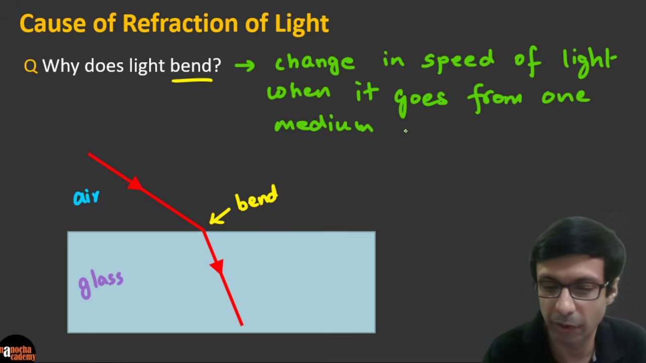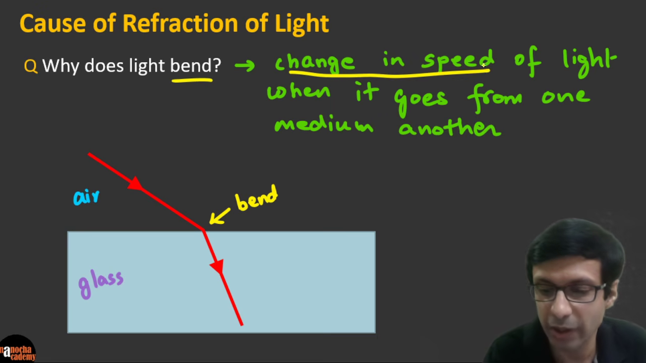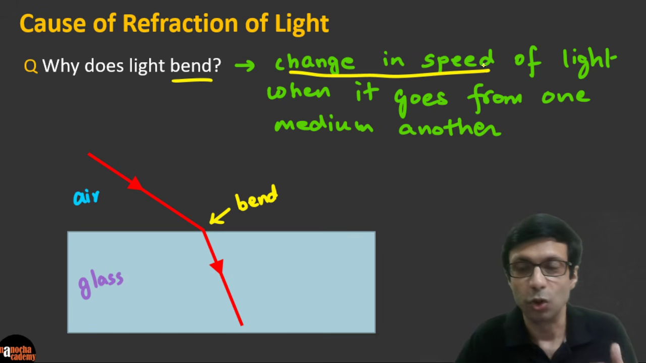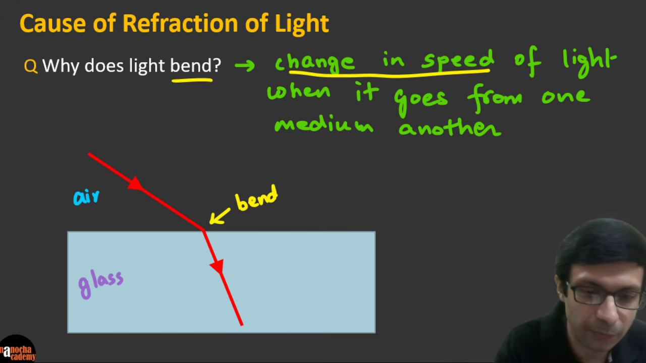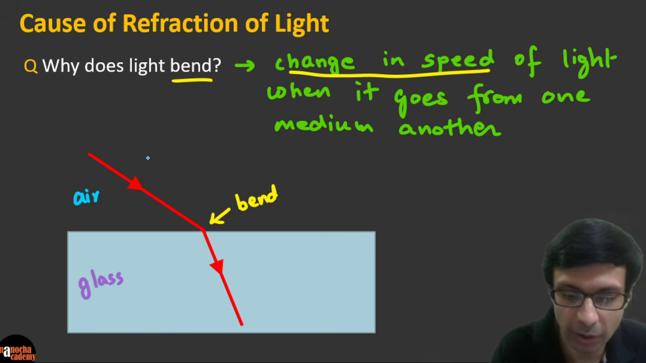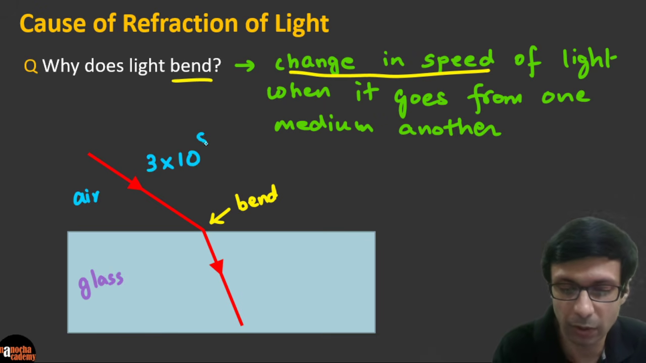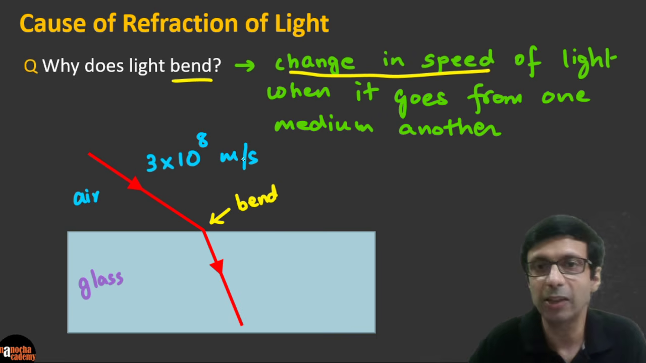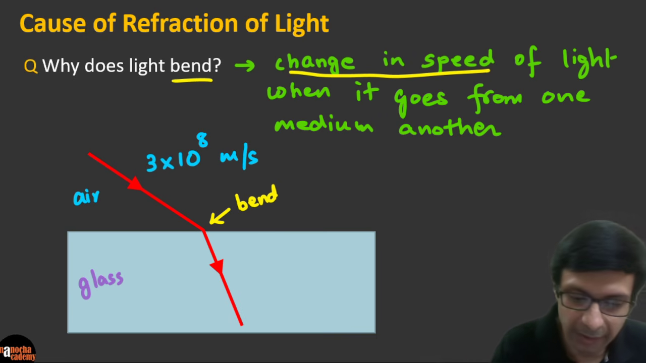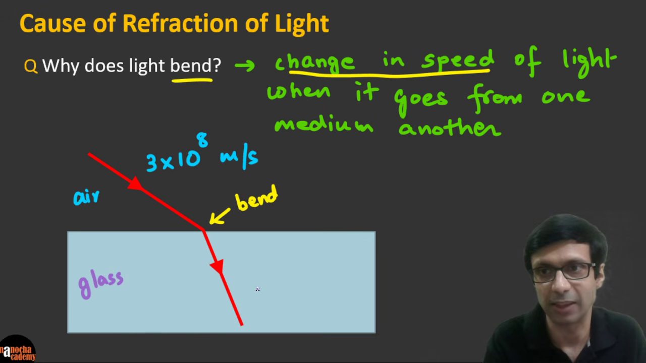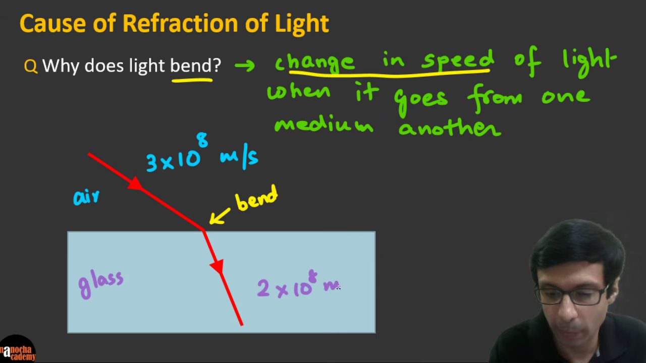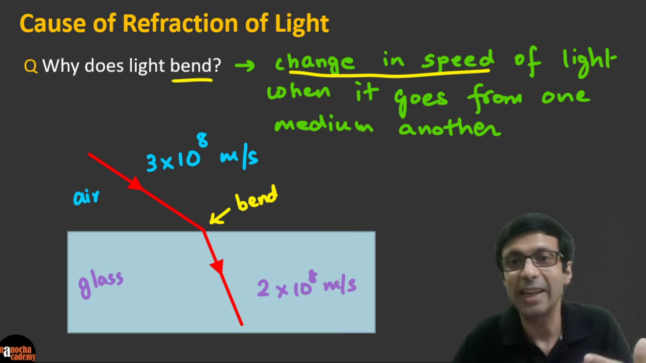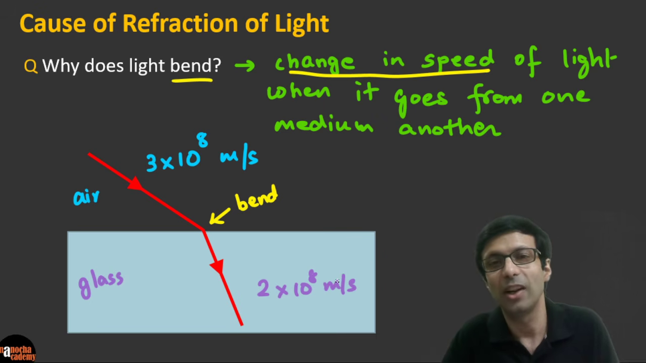Okay, so this is a very important concept for you to know, that it is due to the change in speed of light. Okay, so what does this mean? Let's say in air light was traveling at a speed of, so let's understand with an example. So in air, you know, the speed of light is approximately 3 into 10 to the power 8 meter per second. Okay, and in glass the speed actually decreases. So in air it's faster, and in glass the speed is 2 into 10 to the power 8 meter per second. So the light bends. So this is the real cause of refraction.